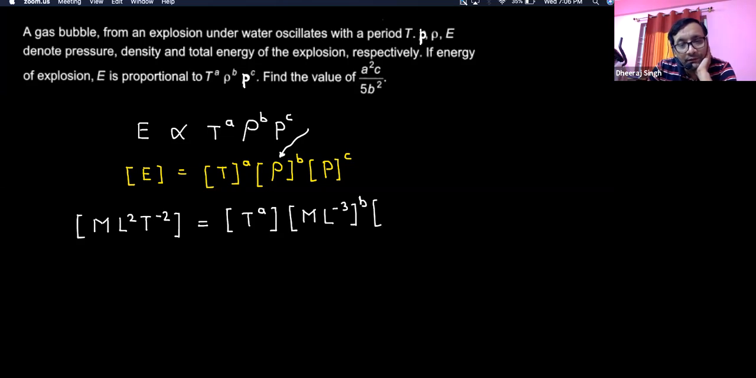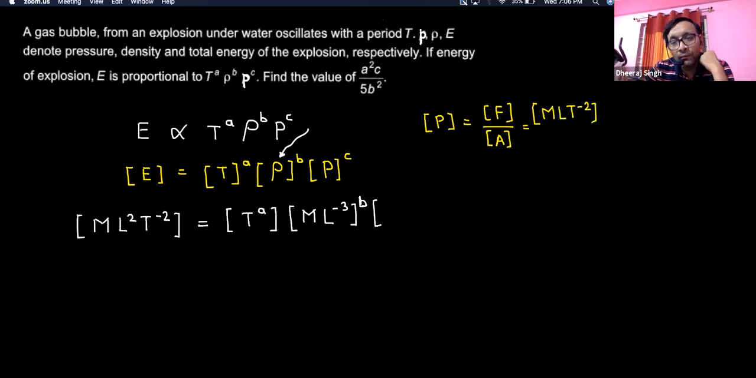Pressure has what dimension? Pressure has a dimension of force divided by dimension of area. Dimension of force is what? Mass into acceleration, mLT^-2, divided by area dimension L². So what is the dimension of pressure? What should I write here? M.